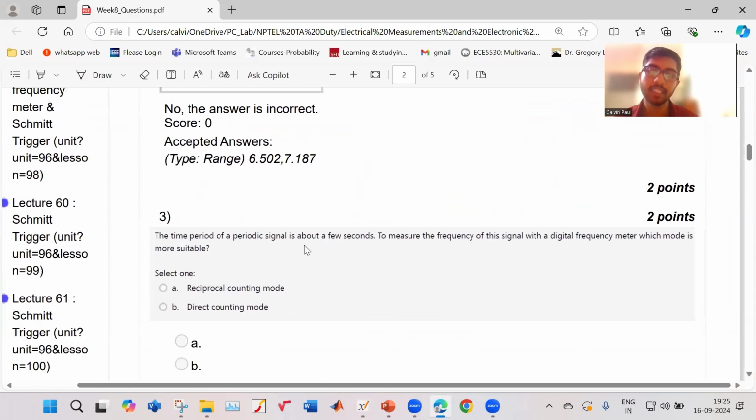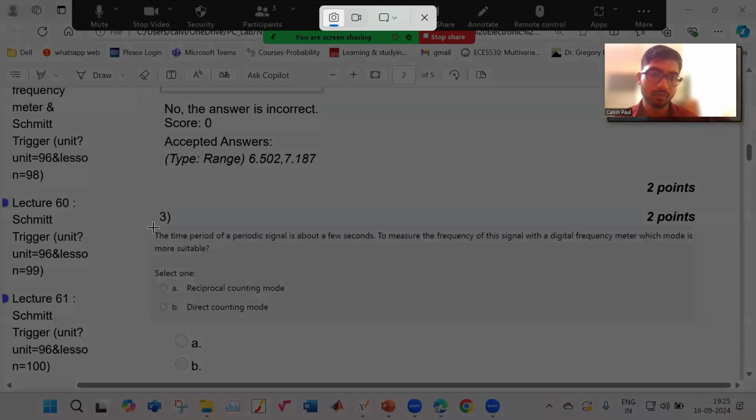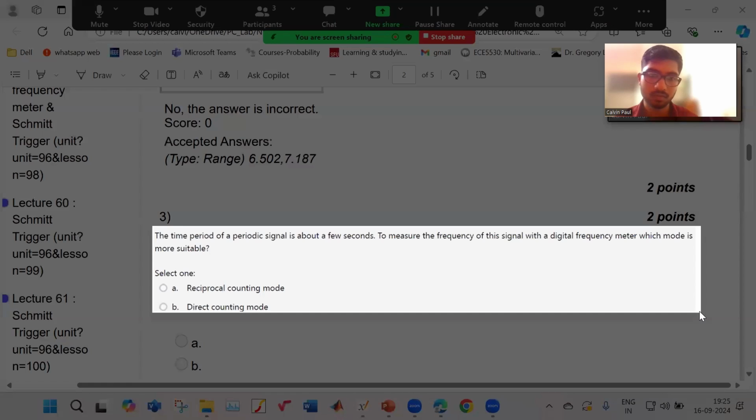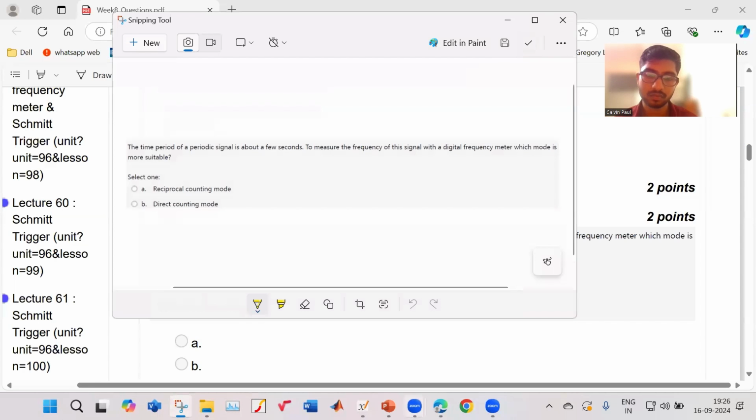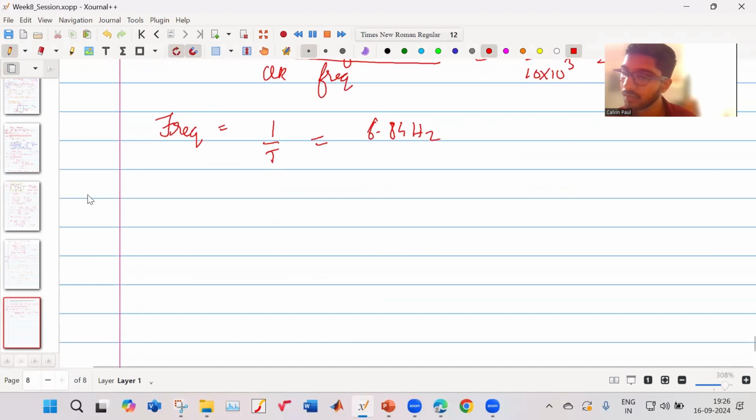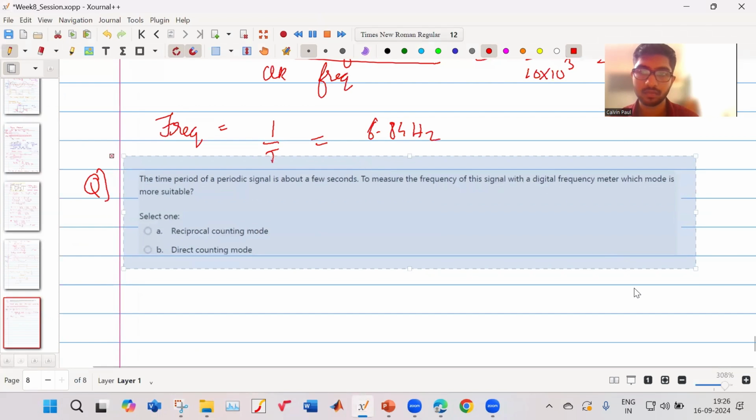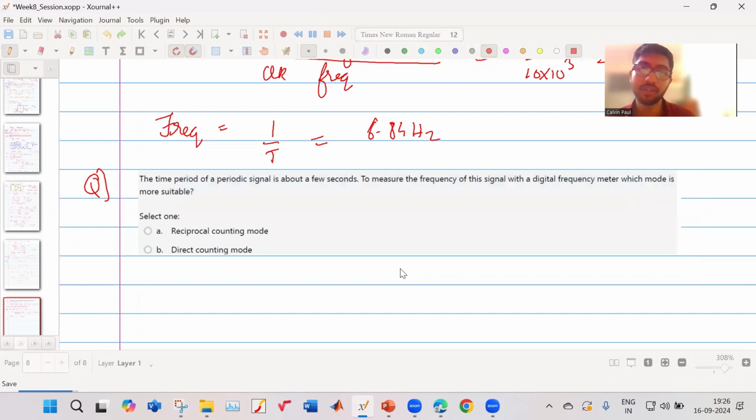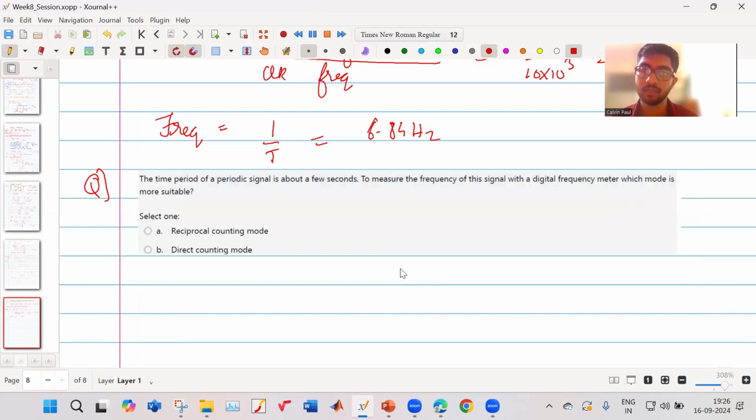They are saying the time period of a periodic signal is about a few seconds. To measure the frequency of the signal with a digital frequency meter, which mode is more suitable? Should I go for the reciprocal counting mode or should I go for the direct counting mode? Okay, so which mode would you say I should proceed with?